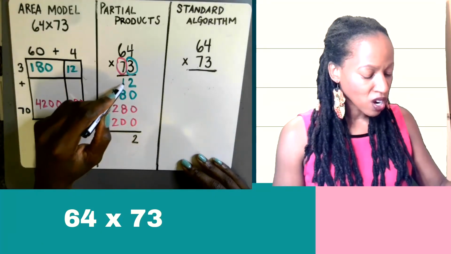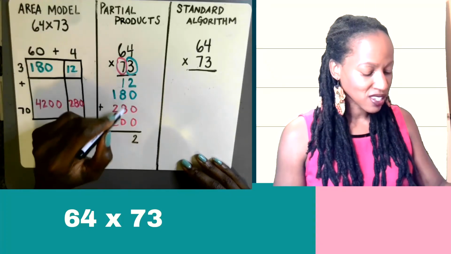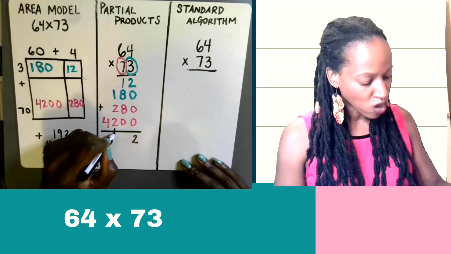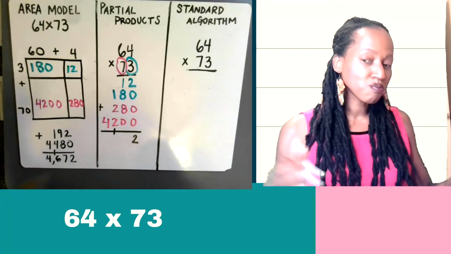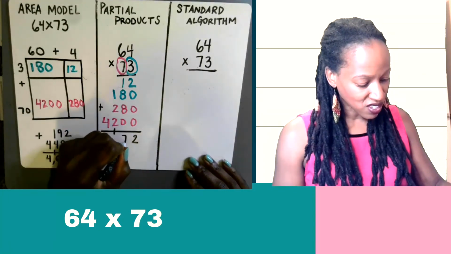I have 1 ten plus 8 tens, that's 9 tens. 9 tens plus 8 tens gives me 17 tens. I'm going to bundle 10 of those tens and change it into 100, and I have 7 tens remaining.